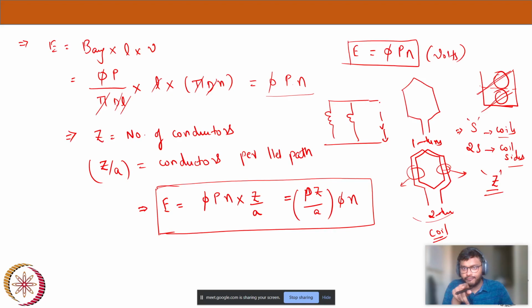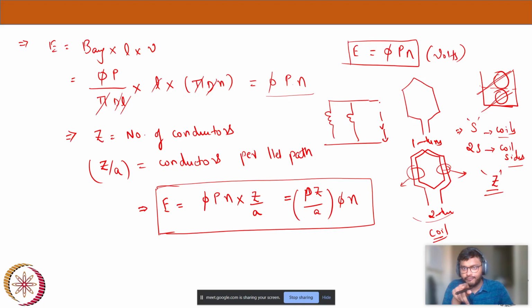Now, how to calculate the average value of B? If I know my flux and the area over which my flux is acting, my flux density is nothing but flux divided by area, in Weber per meter square. I know the flux because I know the IF current, a known current that I flow in the field winding, and if I divide it by that particular area, I will get the flux density B.